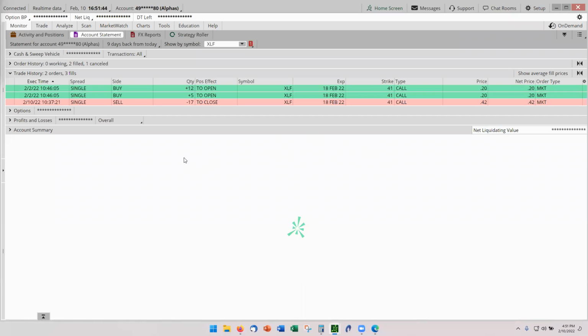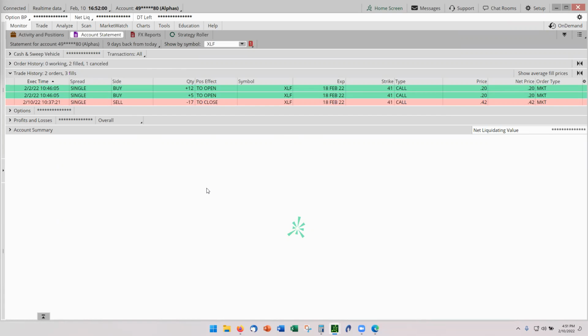There's the end ticket, beginning ticket, end ticket. We got in this trade on the 2nd of February. We got in at 20 cents. We got 17 contracts, 12 and 5. This was a low delta. We'll look at that when we get to the chart.